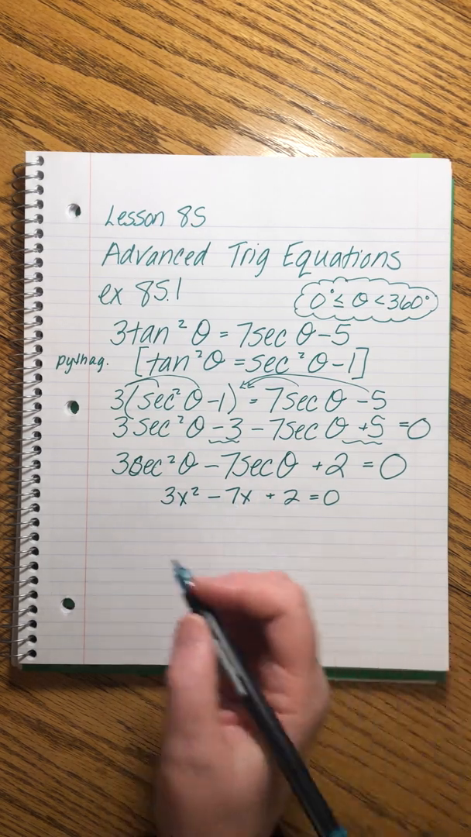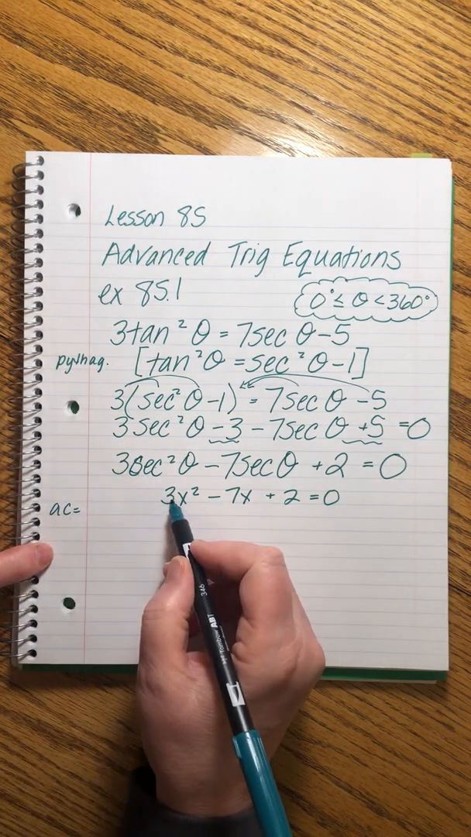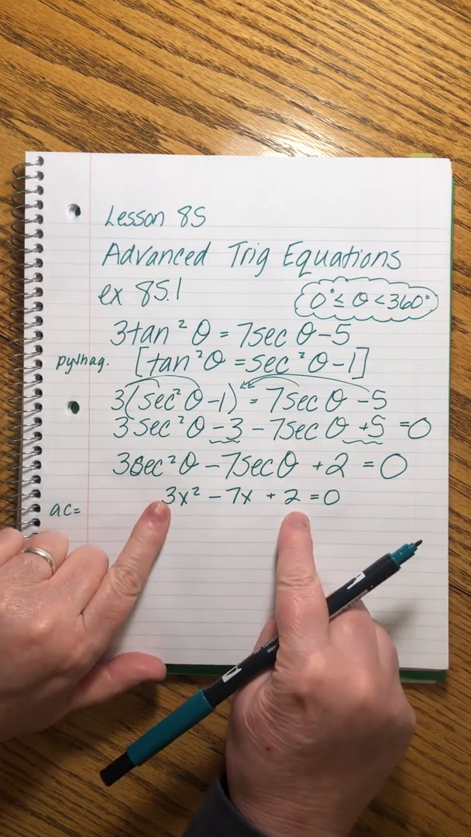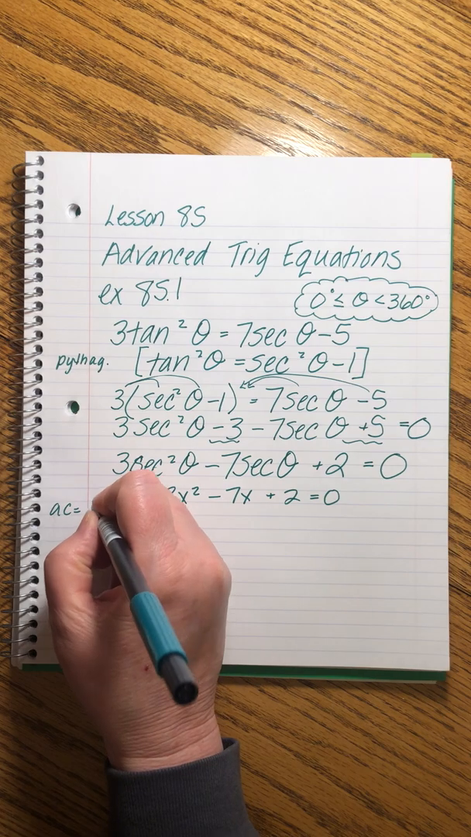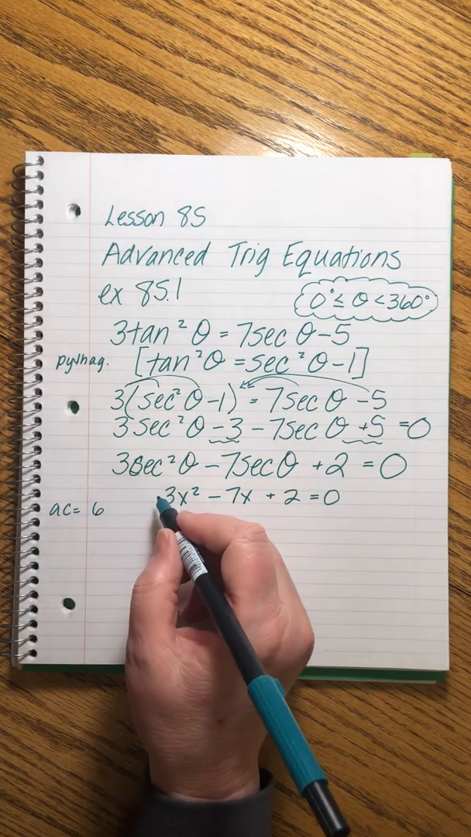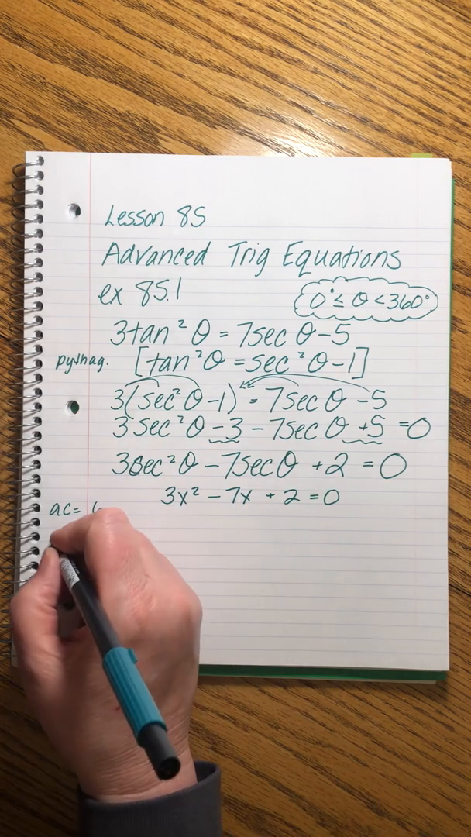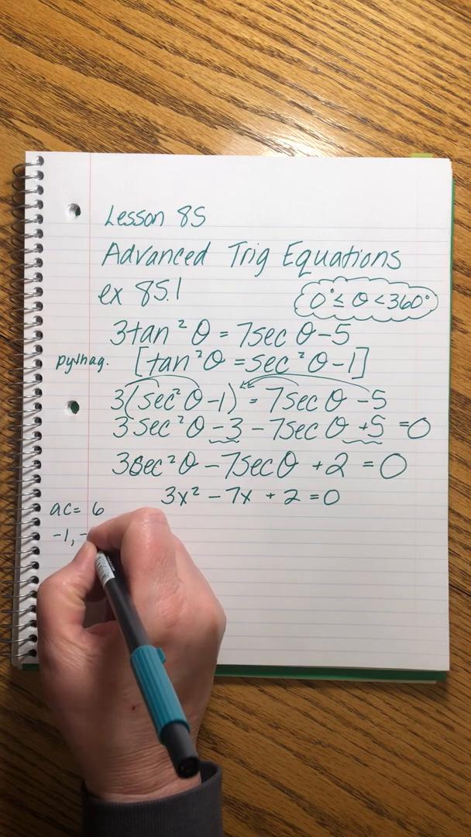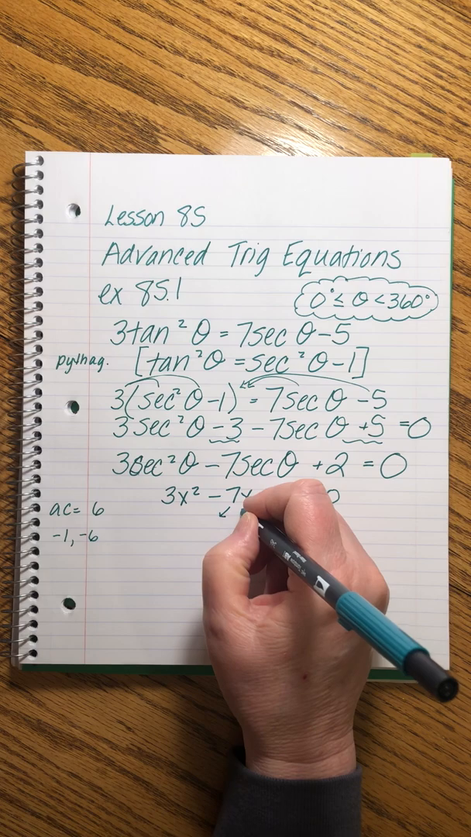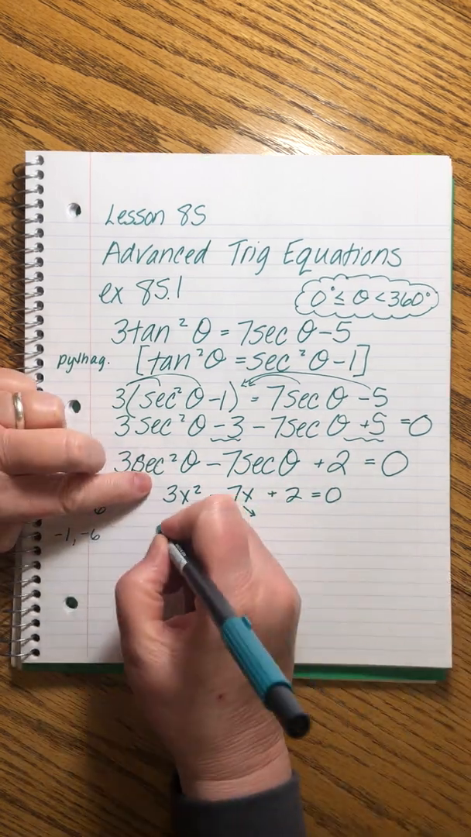What we do is we multiply a times c together. Remember, this is ax squared plus bx plus c equals 0. We multiply the a and the c terms together. We get 6. And then we're looking for a pair of numbers that will multiply to 6 and add to minus 7. So we can easily see that's minus 1 and minus 6.